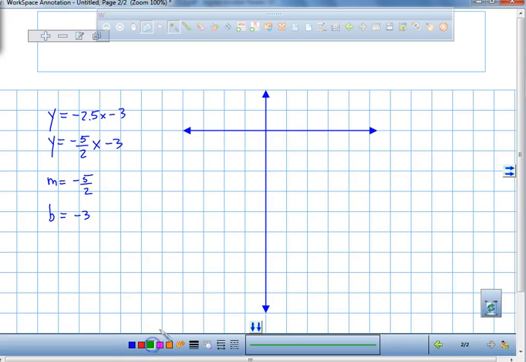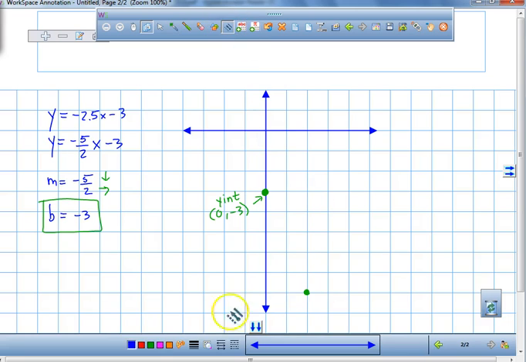So watch right now. I'm going to plot my y-intercept first. I'm going to go down 1, 2, 3. Put a point. And that's my y-intercept. Why do we call that the y-intercept at 0, negative 3? Because that's where the line touches the y-axis, or crosses the y-axis. Now from here, what's my slope? I'm going to go down 5, and I'm going to go over 2. So I'm going to go down 1, 2, 3, 4, 5. I'm going to go over 1, 2, right there.